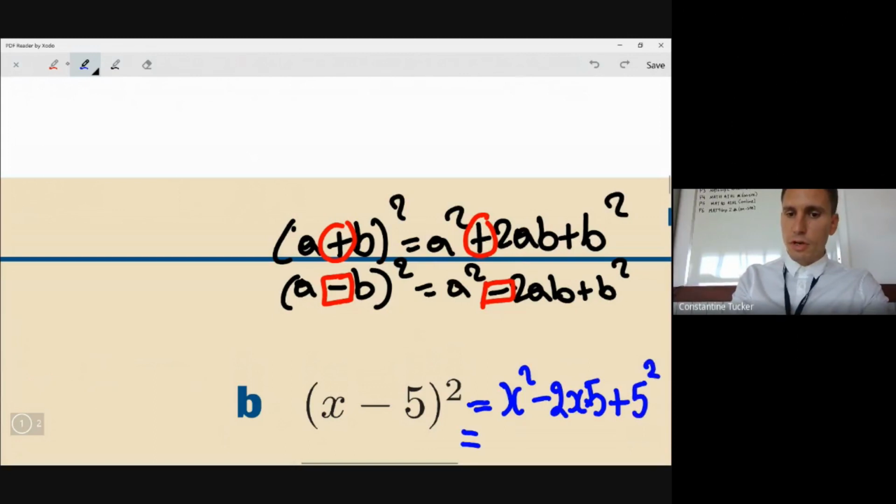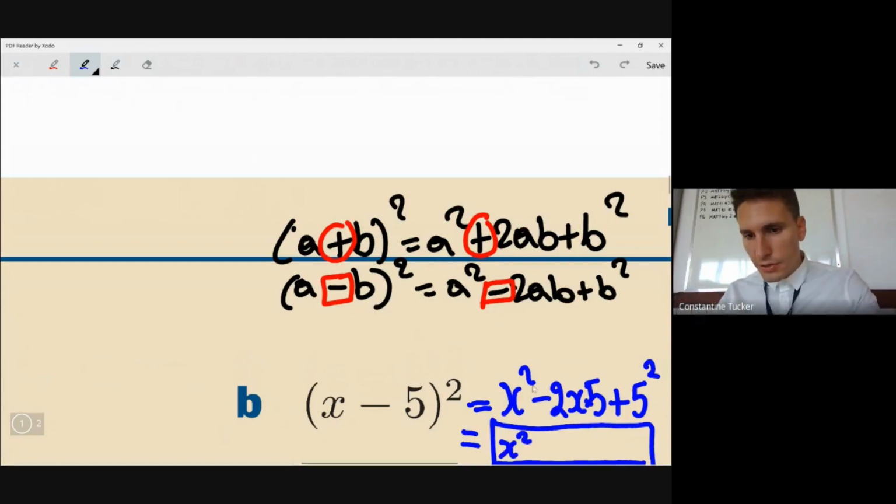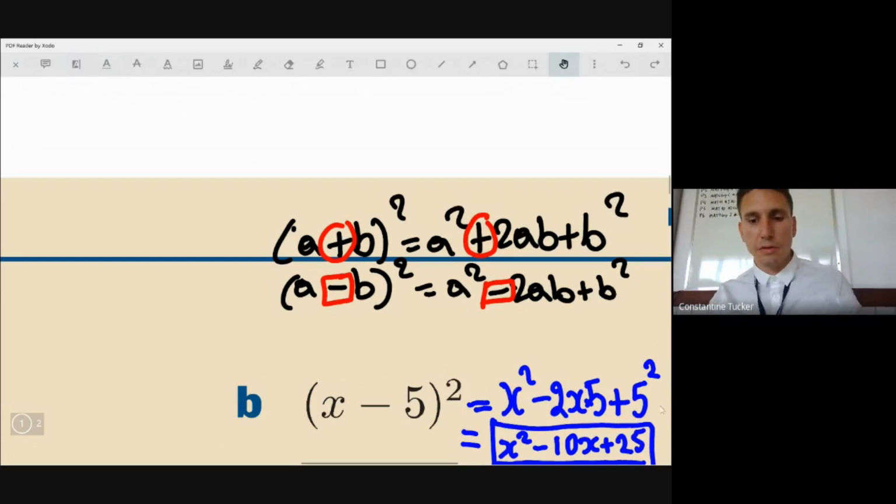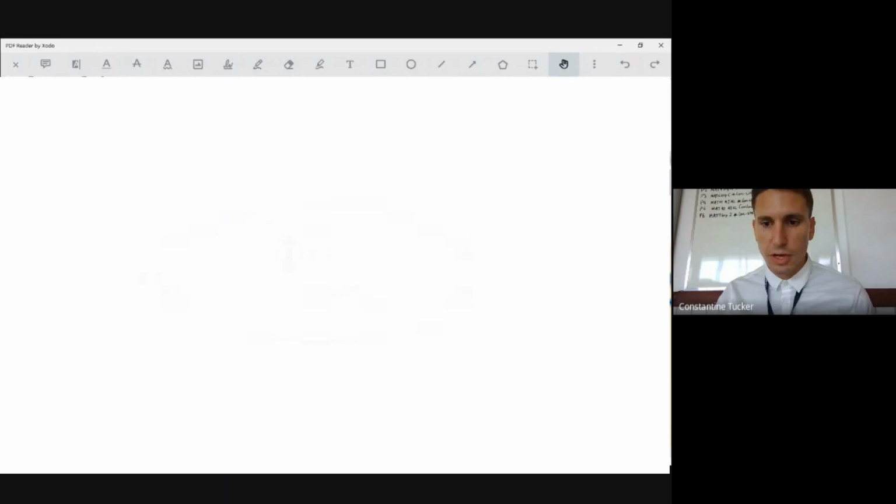So let's just go ahead and simplify this slightly. Notice the first one just stays the same, no need to change that. So that's going to be x squared. But in the middle, we've got minus 2 times 5. So we can simplify this a little bit. 2 times 5 is 10. So we have minus 10x. And then finally, you've got this plus 5 squared. Well, 5 squared is 5 times 5, so you just add 25 in the end. So this is how you expand the brackets here for x minus 5 squared.